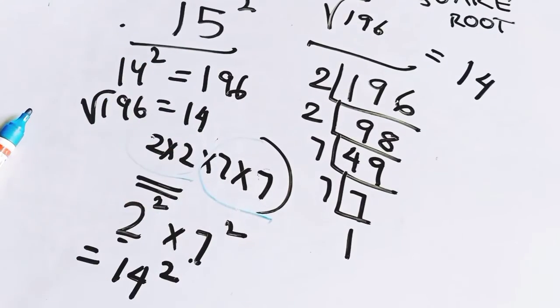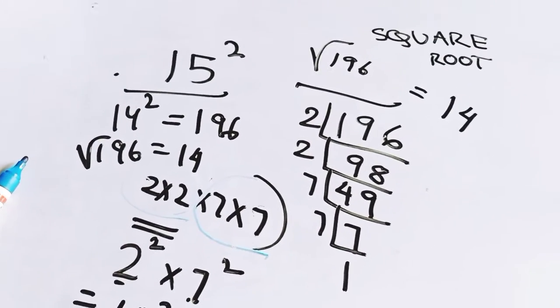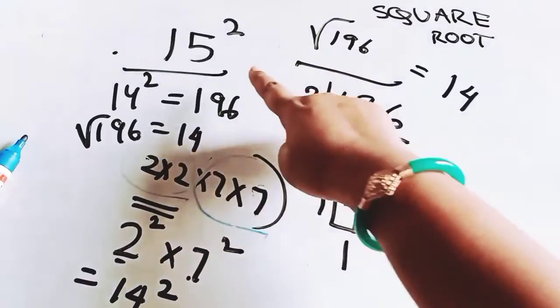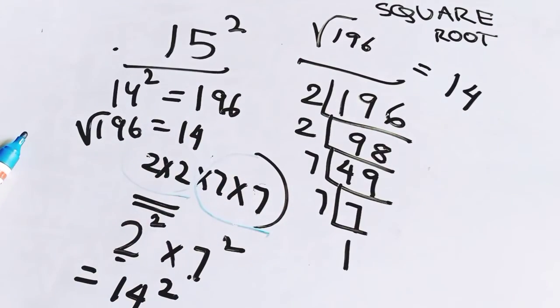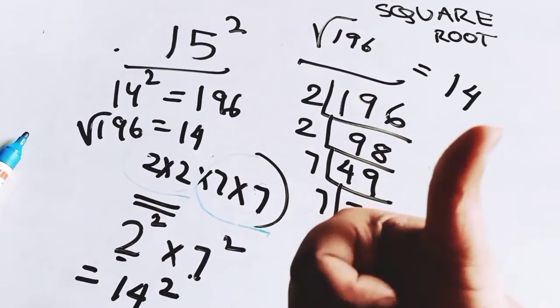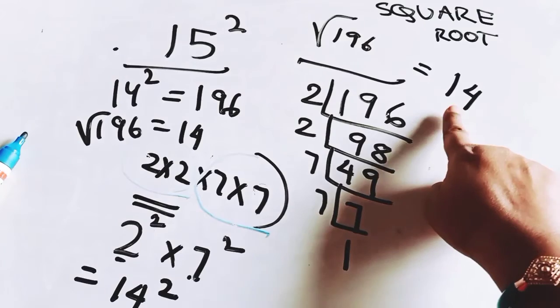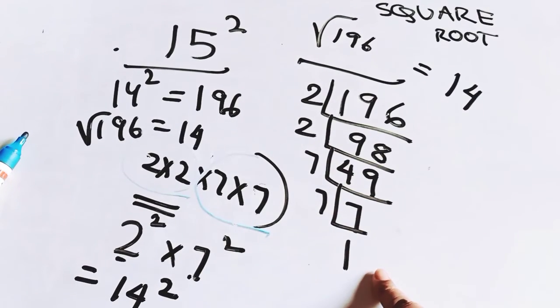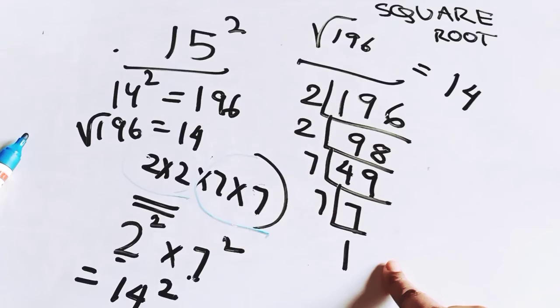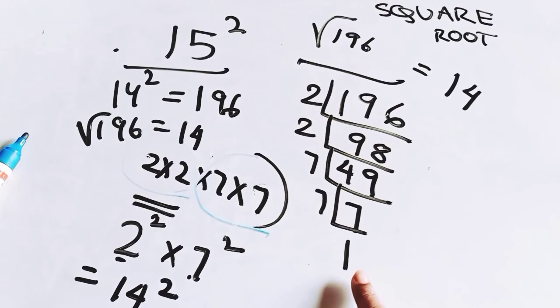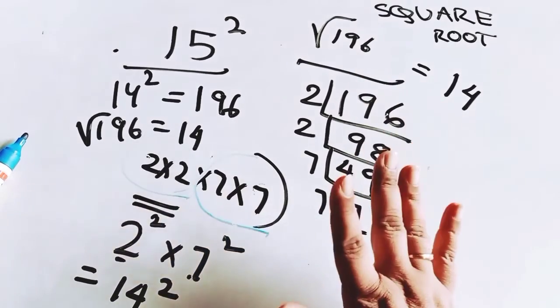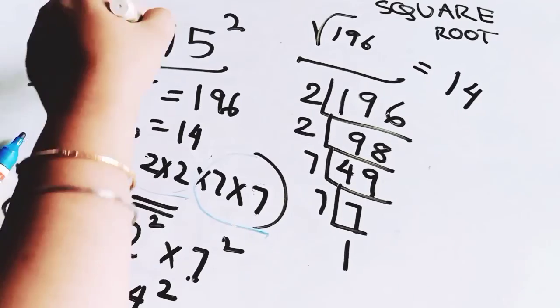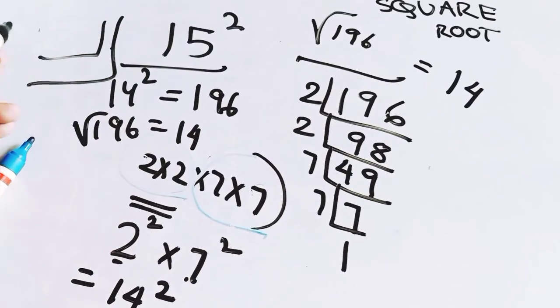Just the opposite. That is why I said it is better to learn the tables, the square root table till 15. It will be for better health. 196 is a perfect square because there was no other divisor left other than the pairs. So it is a perfect square. The squares which I drew here, just like that.